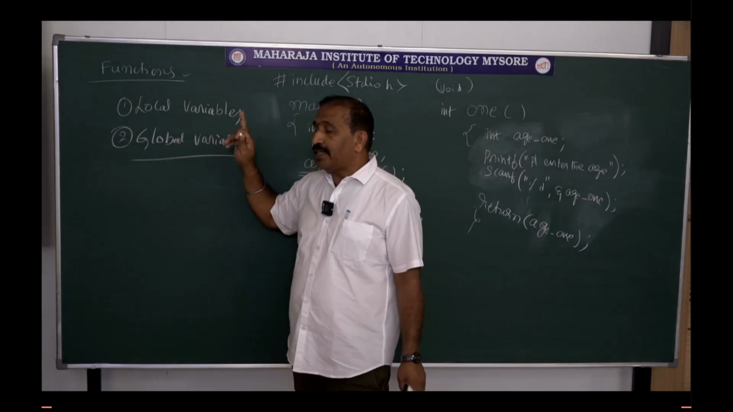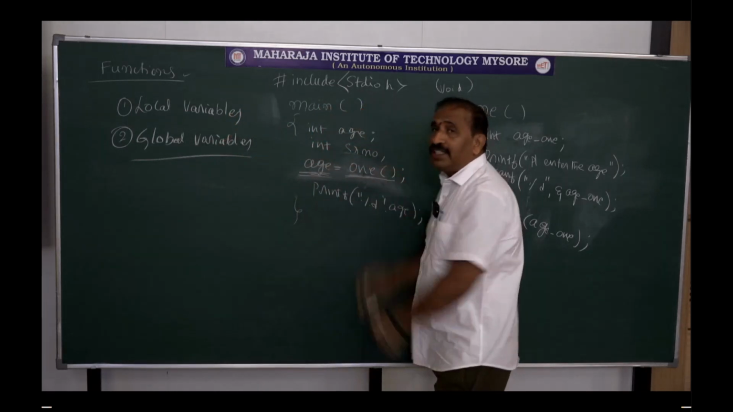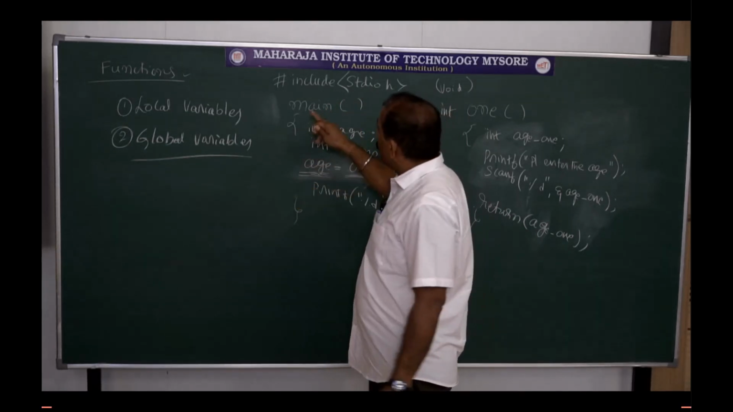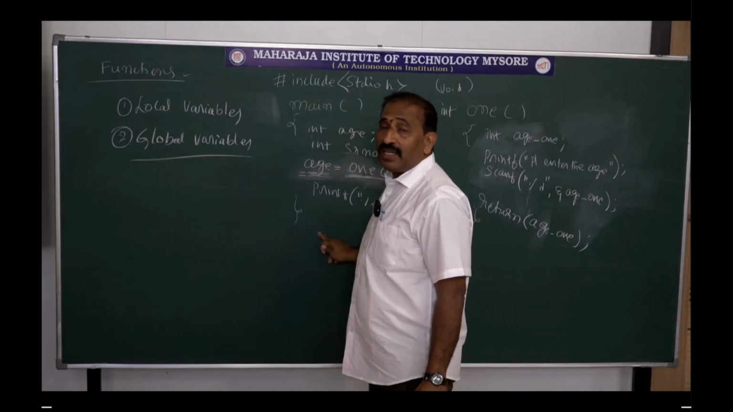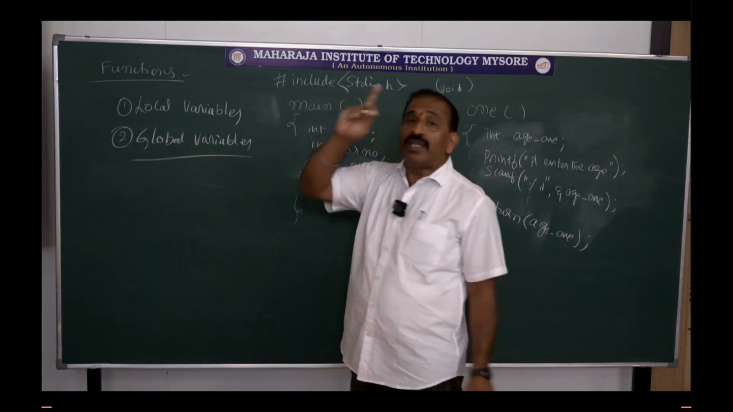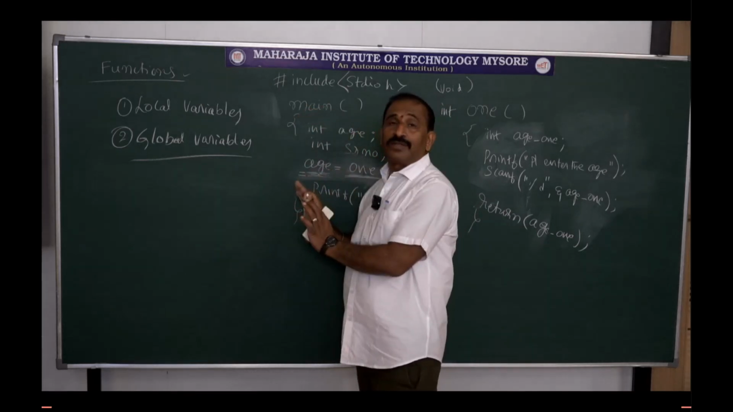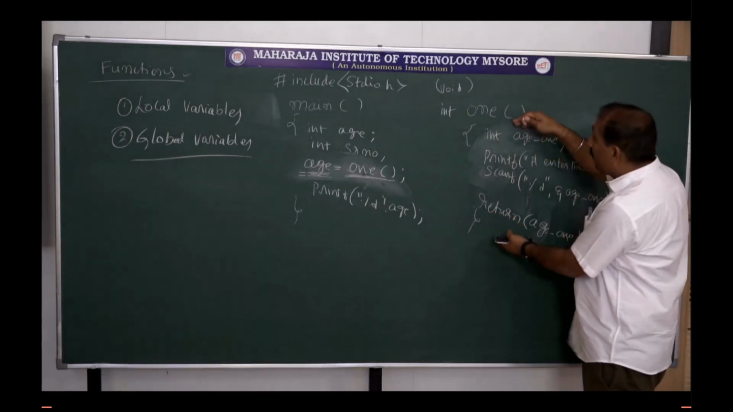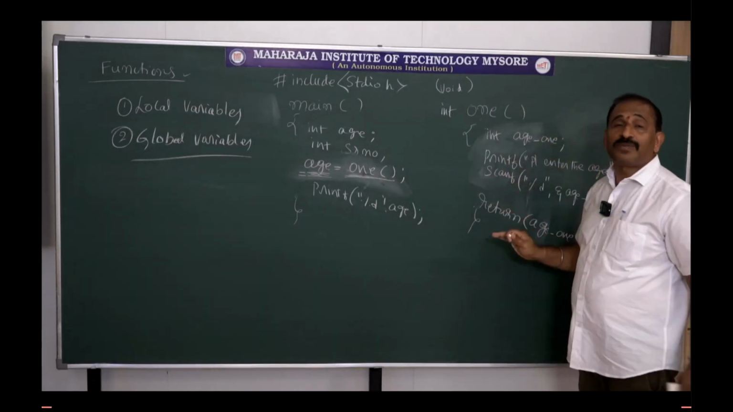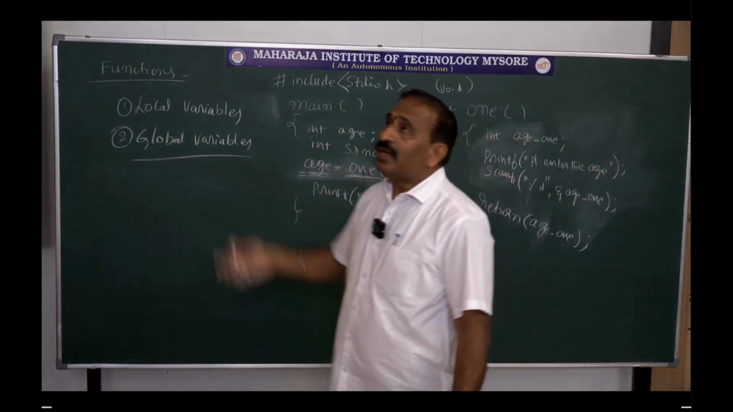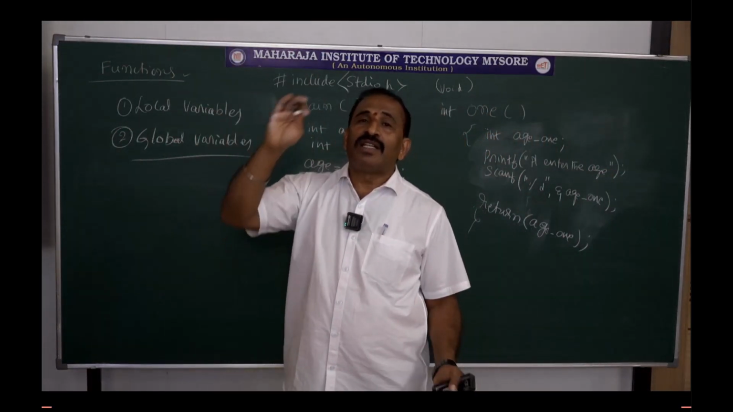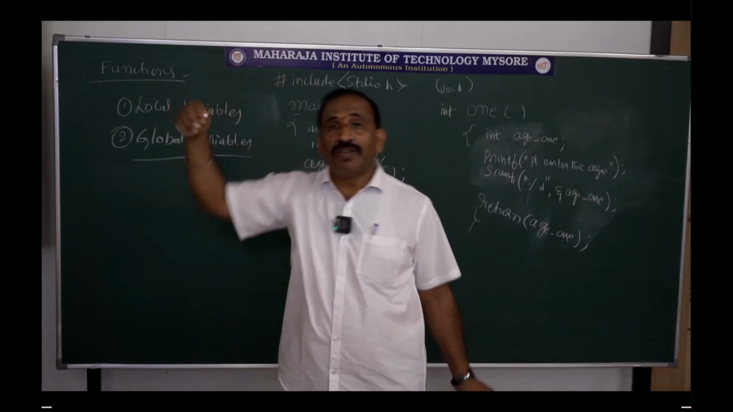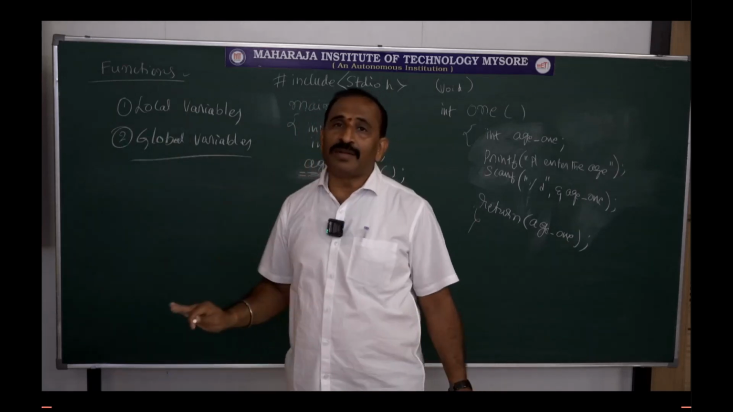Local variables are the variables which are declared within a function. Even main is a function. Please understand, main is a function. So the variables which are declared inside main are local only to the main function. The variables you have declared within this are local only to this function. Like that, if you have hundreds of functions, whatever variables you have declared are valid only in that function. When you go out of the function, they are invalid.